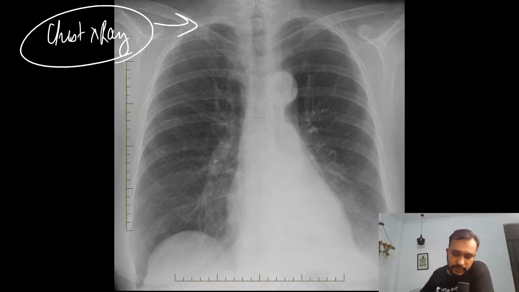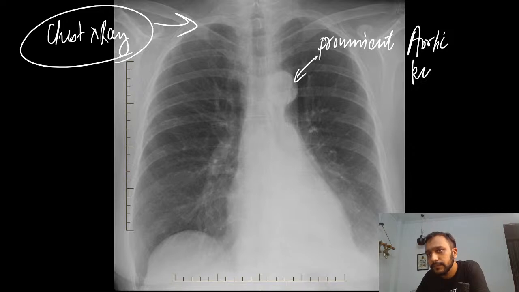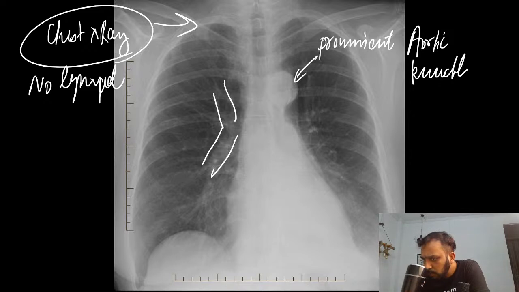No, this is just prominent aortic knuckle. Nothing else. Prominent aortic knuckle can be seen. Okay, lymphadenopathy. No, there is no lymphadenopathy. You can see the right hilum. Right hilum is normal. What else? What else?